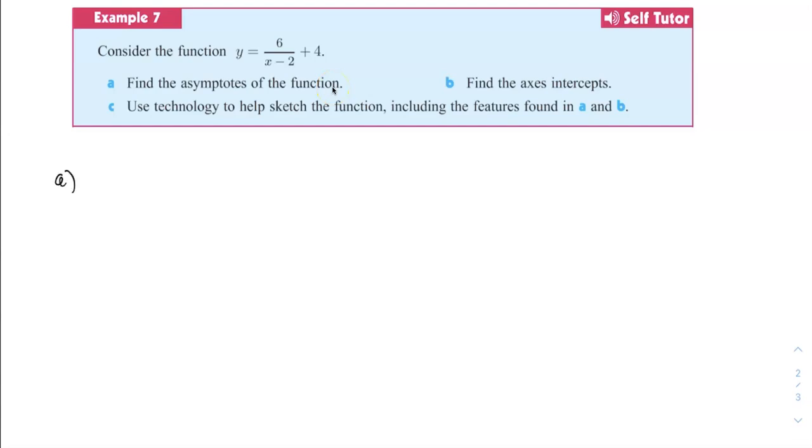Okay, so for A, we're going to find the vertical asymptote. All we do there is set the denominator equal to 0. So x minus 2 equals 0. We solve it. x equals 2 is our vertical asymptote.